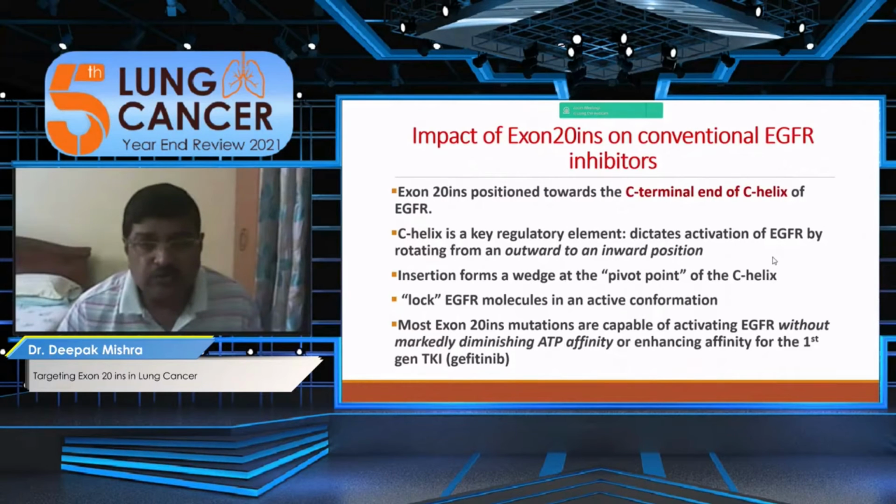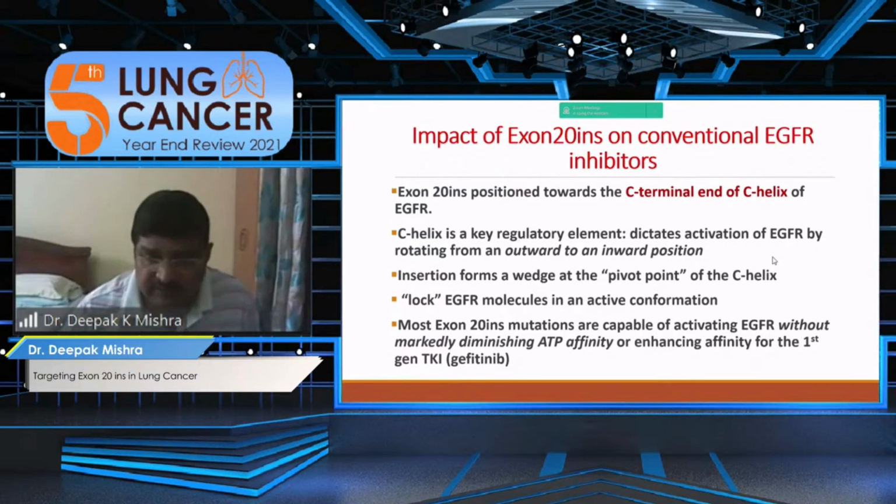So, the impact of exon 20 insertion on conventional EGFR inhibitors. It is because of the position of exon 20 insertion, which is towards the C-terminal end of the C helix of the EGFR. The C helix is a key regulatory element that dictates the activation of EGFR by rotating from an outward to inward position. Because of this insertion, that forms a wedge at the pivot point of the C helix, and it locks the EGFR molecule in an active conformation. Because of this, there is markedly diminished ATP affinity or enhanced affinity for the first generation TKI.